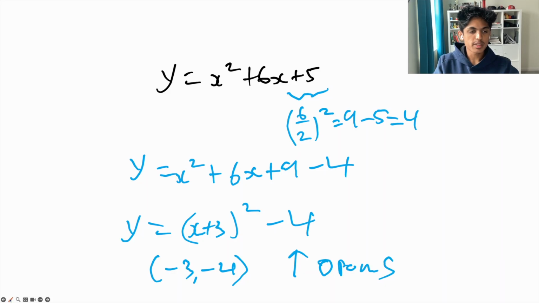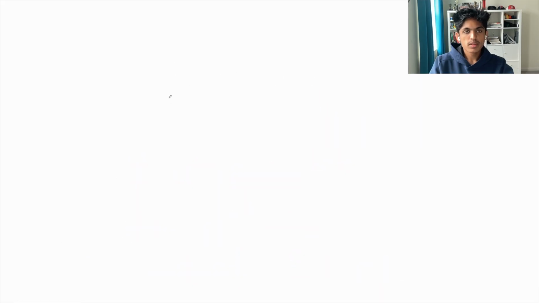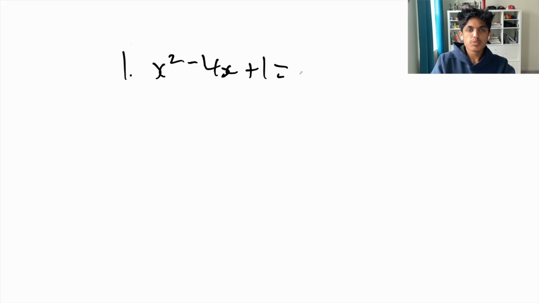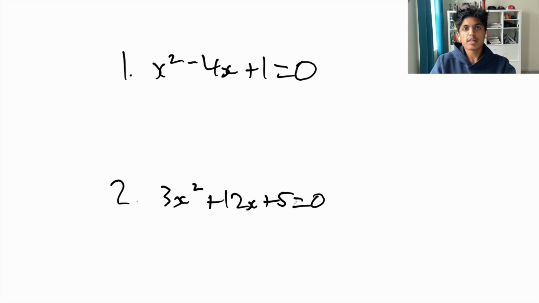Now let's do some quick practice. Consider x squared minus 4x plus 1 equals 0, and 3x squared plus 12x plus 5 equals 0. I'm going to count down from 5 to give you a chance to pause the video, and then I'll go over the solutions. So 5, 4, 3, 2, 1. Okay, now I'm going to go over the solutions.